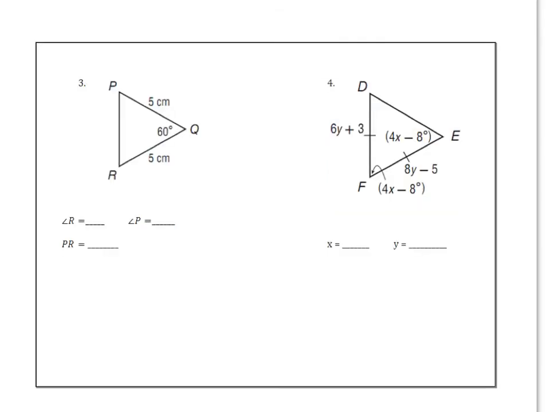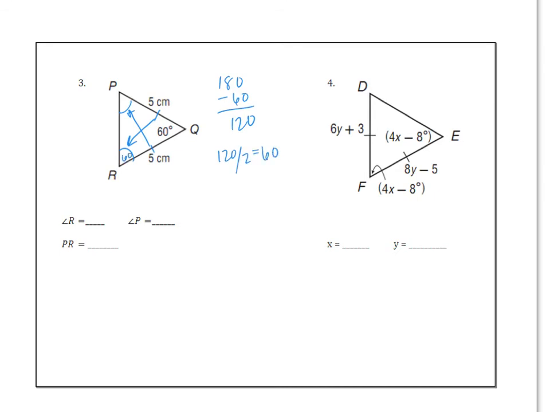Number 3. I notice I have two sides that are both 5 centimeters. If I go across from them, that means the two angles across from them will be the same size. I don't know how big they are yet, but I know the 3 angles in every triangle add up to 180. So if I do 180 minus 60, I have 120 left for angles P and R. They have to be the same size, so if I divide it in half, I get 60.